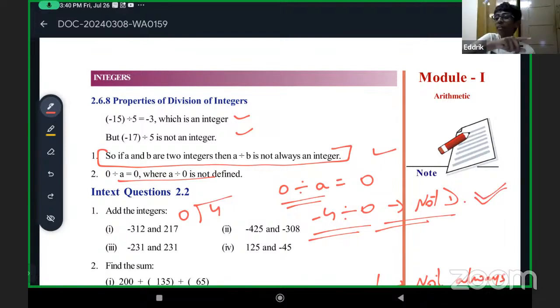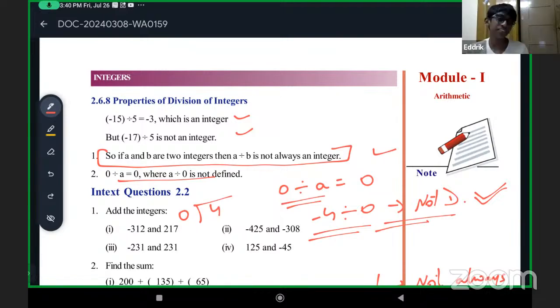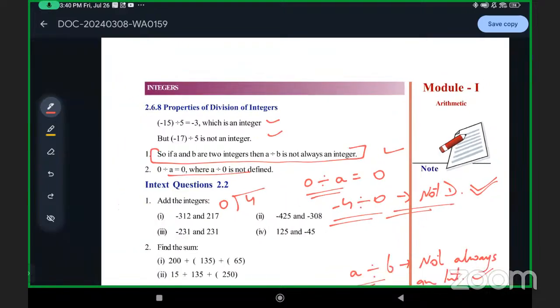Okay, but how come we can divide 0 with another number? It will be 0 only. If you divide 0 with any number, your answer will be 0, because again, 0 doesn't have any value. That is why it will be 0. Okay, that's its property.